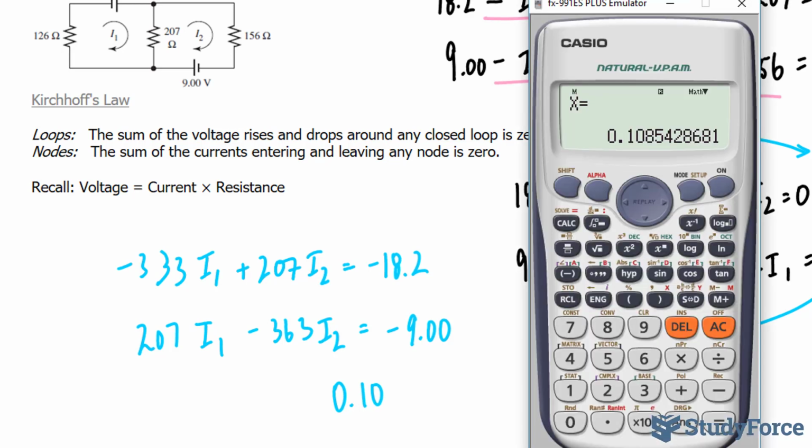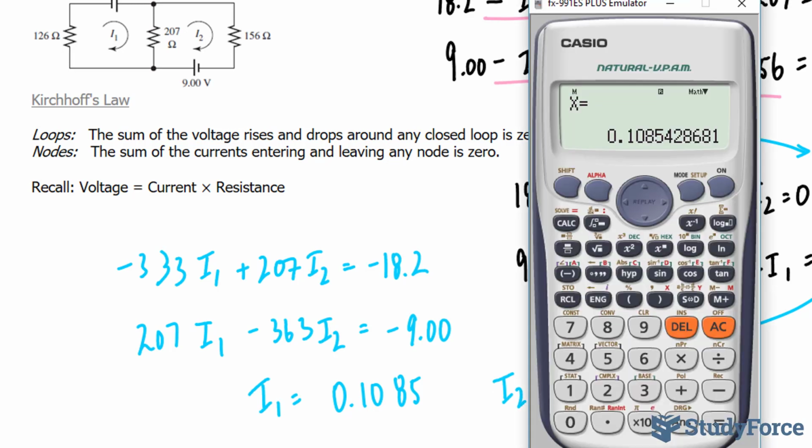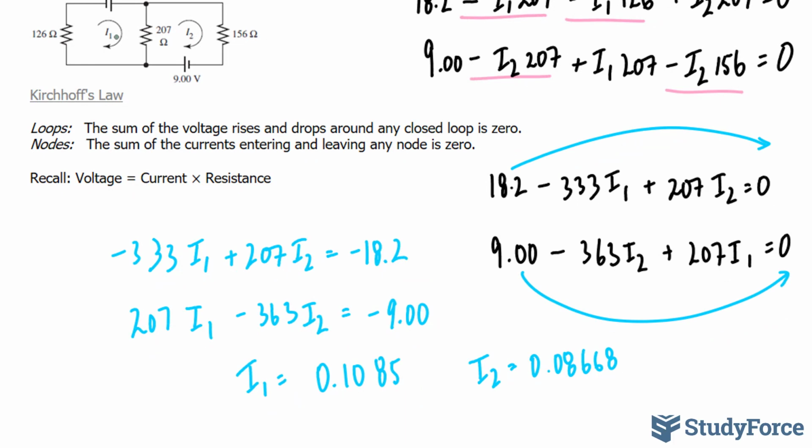0.10. We'll leave a few decimal places more. And that's I1, and I2 is equal to 0.08668. To interpret this, this has a current of 0.1085 amps, and this has a current of 0.08668 amps. Now you may want to represent this in milliamps, and you can simply do that by multiplying both of these by 1000, but it really doesn't matter in this case.